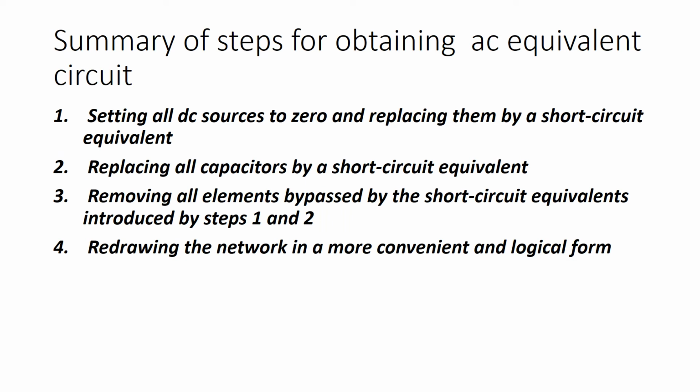Summary of steps for obtaining an AC equivalent circuit. Set all DC sources to 0, replacing them by a short circuit equivalent. Replace all capacitors by short circuit equivalent. Remove all elements bypassed by the short circuit equivalent introduced by steps 1 and 2. Redraw the network in a more convenient and logical form.